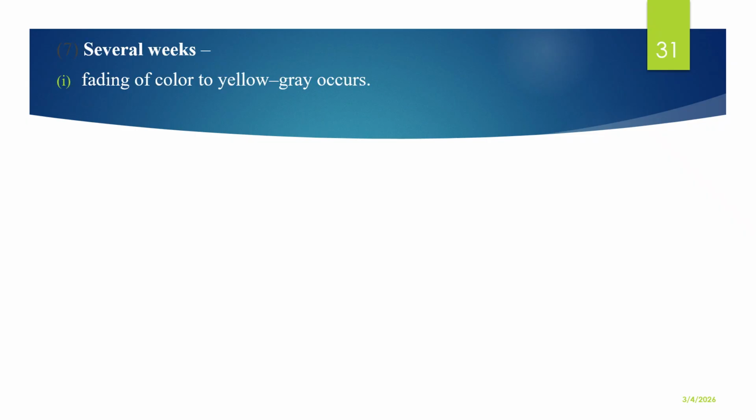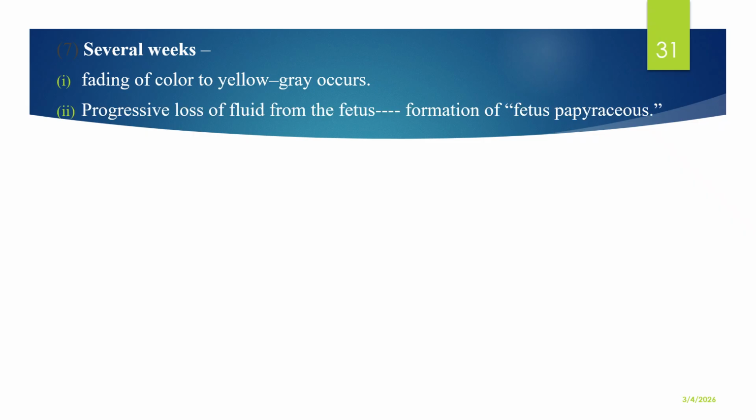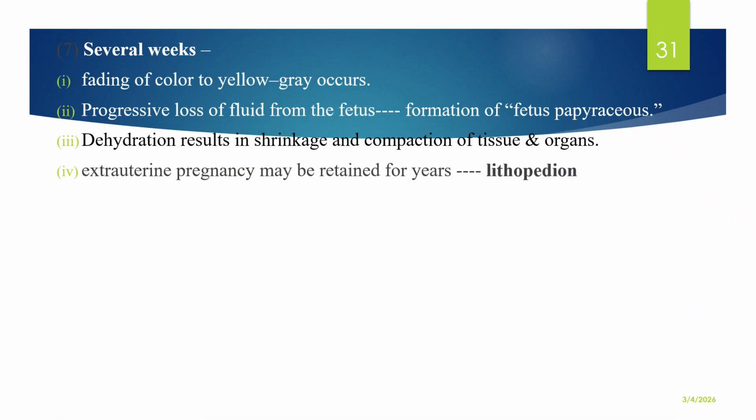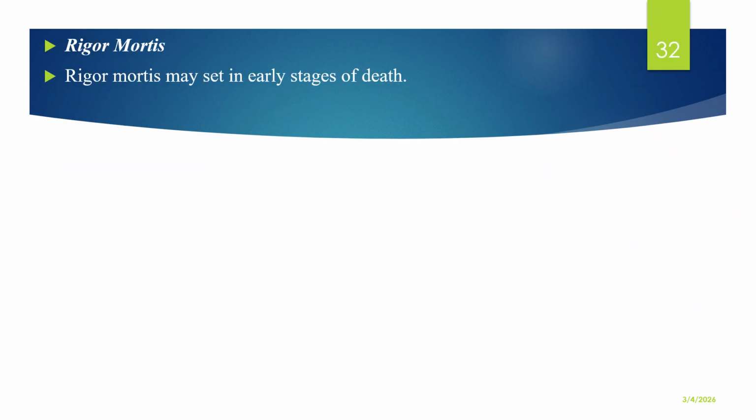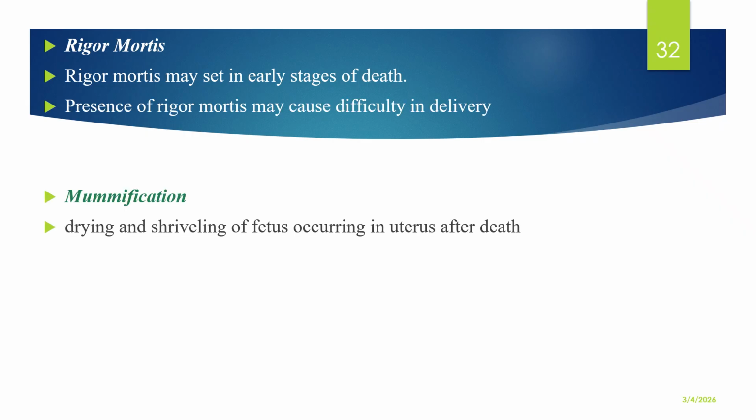After several weeks, you will see fading of the color to yellow or gray. There is progressive loss of fluid from the fetus, that is, formation of fetus papyraceous. Then dehydration results in shrinkage and compaction of the tissues and organs. Extrauterine pregnancies may be retained for years, that is, lithopedion. Rigor mortis may set in at early stages of death, and its presence may cause difficulty in delivery.